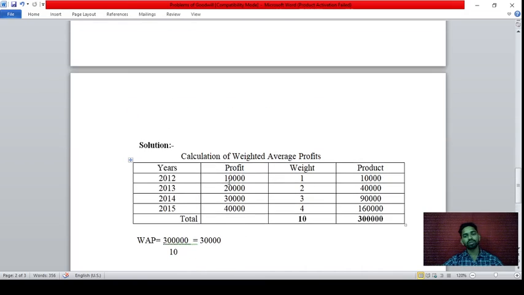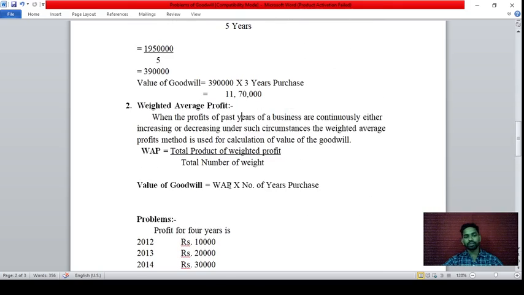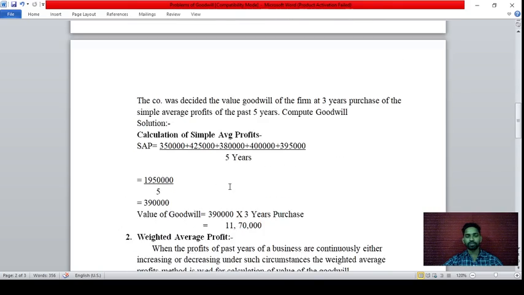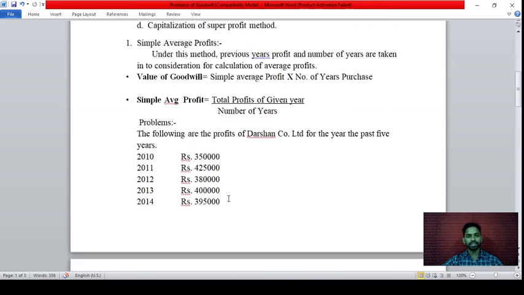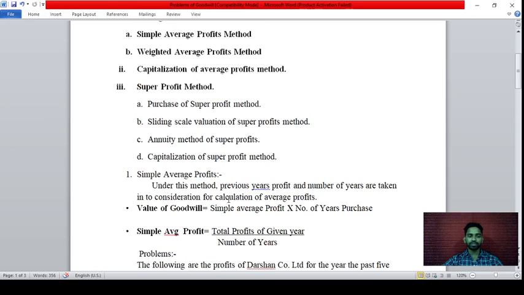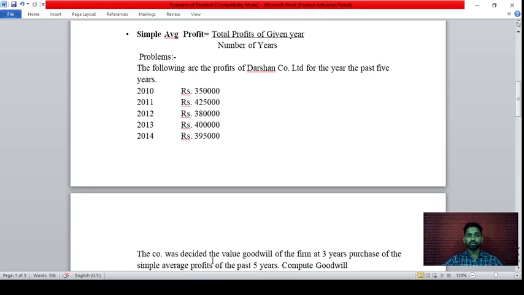Like this we have to solve problems on the weighted average profit method as well as the simple average profit method. It will come for 5 marks, and for the solution of 15 marks or 10 marks it is very easy. This is the working note for the 15 marks or 10 marks answer. So like this you have to prepare the working notes.